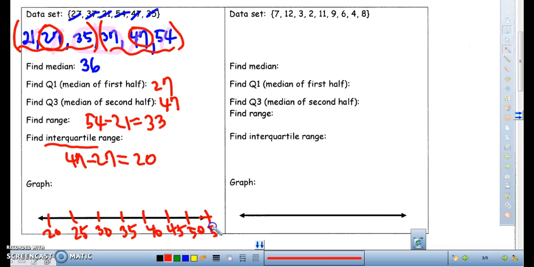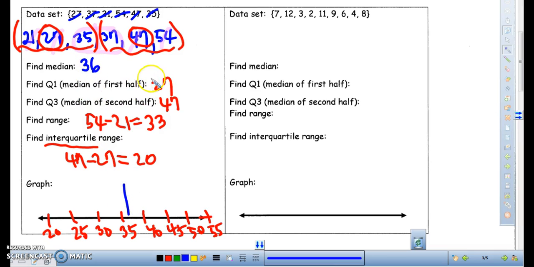Just going to extend a little more and do that, okay? And then we're going to draw a box and whisker plot with this information here. So first thing you're going to do is let's go in order. Median, so 36. I'm going to estimate between 35 and 40, so maybe about here. Draw a line. That's your median for the entire data.